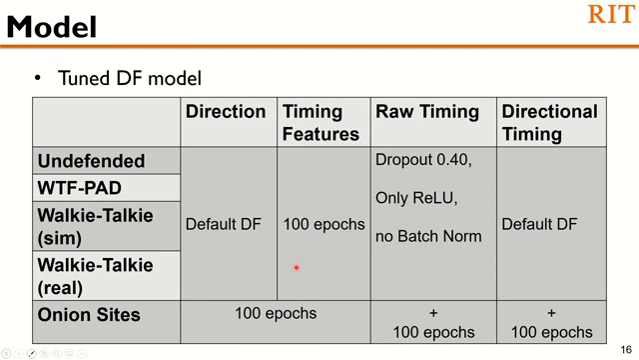For timing features, the number of timing features for each instance is 160, which is way less than the default length of direction and directional timing. So to make the model learn better, again, we increased the number of epochs to 100 from 30.